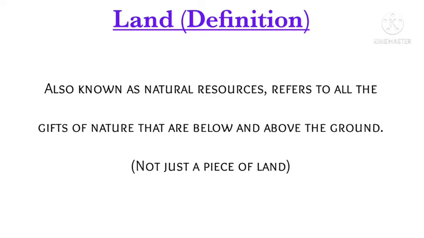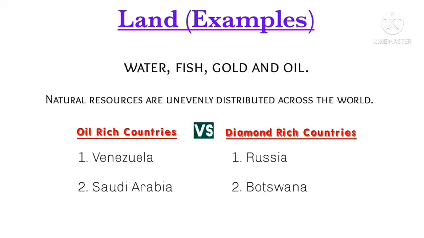Land as a factor of production refers to all the gifts of nature that are below and above the ground. Instead of saying land, one may also refer to these gifts of nature as natural resources. These resources are natural in the sense that they are not man-made. Examples of natural resources include water, fish, gold, and oil.